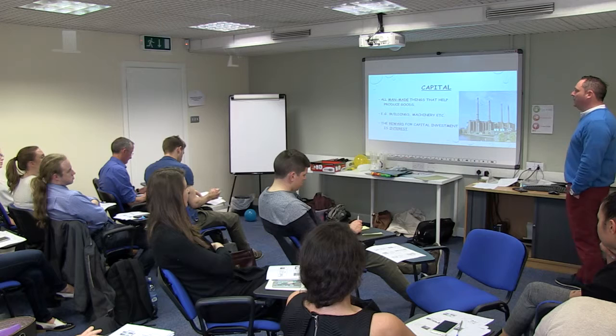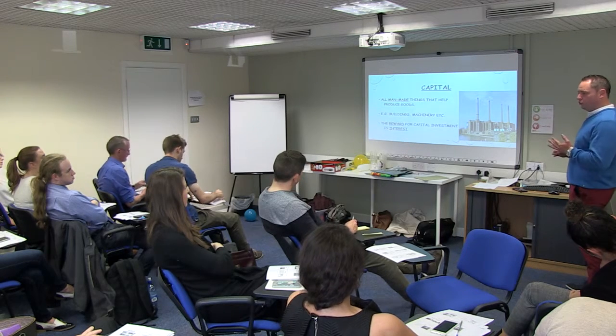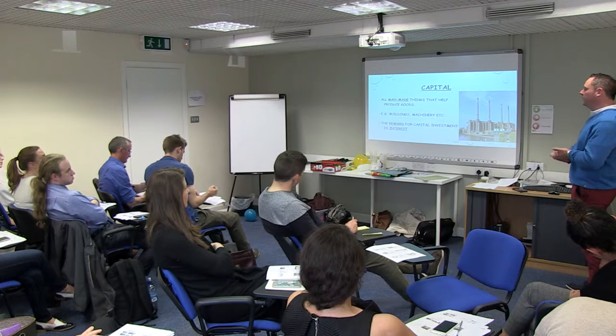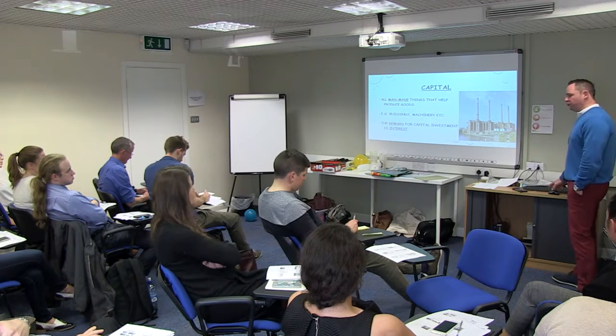The third one then is capital. So this is all man-made things that help produce goods, okay? So this would include the likes of buildings, machinery, etc. And the reward for capital is interest, okay?